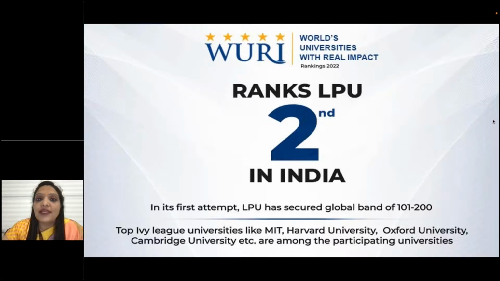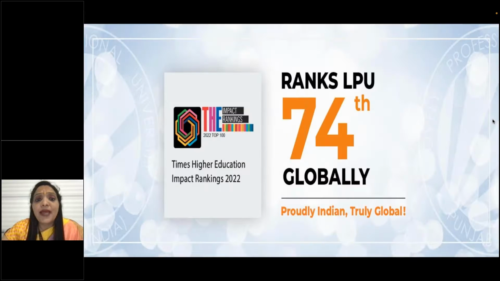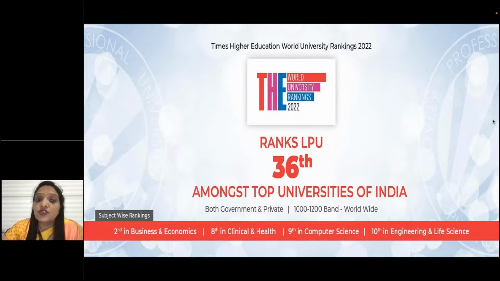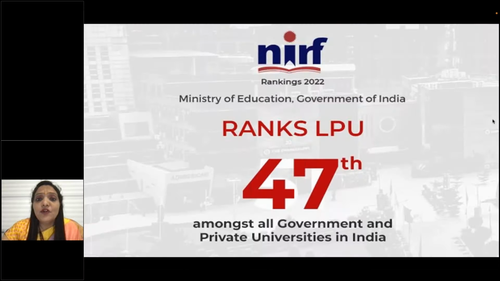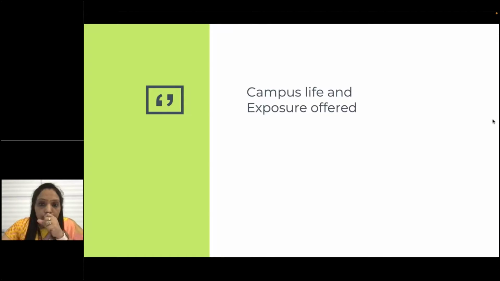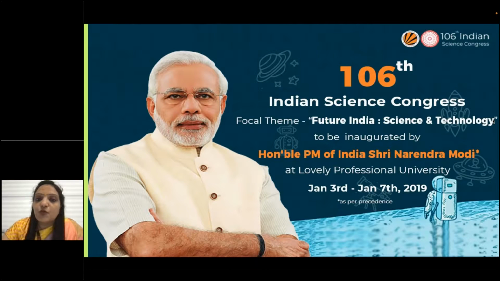Now I'm going to speak about the rankings. The World University with Real Impact ranking has ranked Lovely Professional University as second in India. The Impact ranking has ranked it 74th globally, and the World University ranking 2022 has ranked the university as the 36th among top universities of India. It gives immense pleasure to share the university has been ranked third in the Atal ranking of institutions on innovation achievement. And last but not the least, NIRF has ranked our university as 47th among the government as well as the private universities in India.